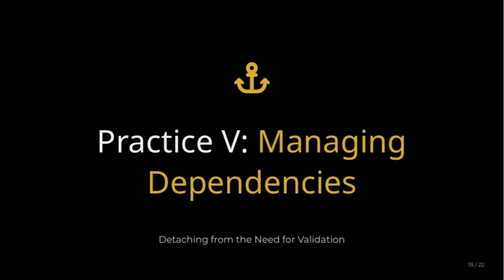Now, let's talk about detaching from the need for validation. This is a crucial step in our overall journey of personal growth. Practice V focuses on managing dependencies. What does that mean exactly? Well, it's about recognizing how much we rely on others' approval or validation to feel good about ourselves. When we become aware of these dependencies, we can start to loosen their grip.